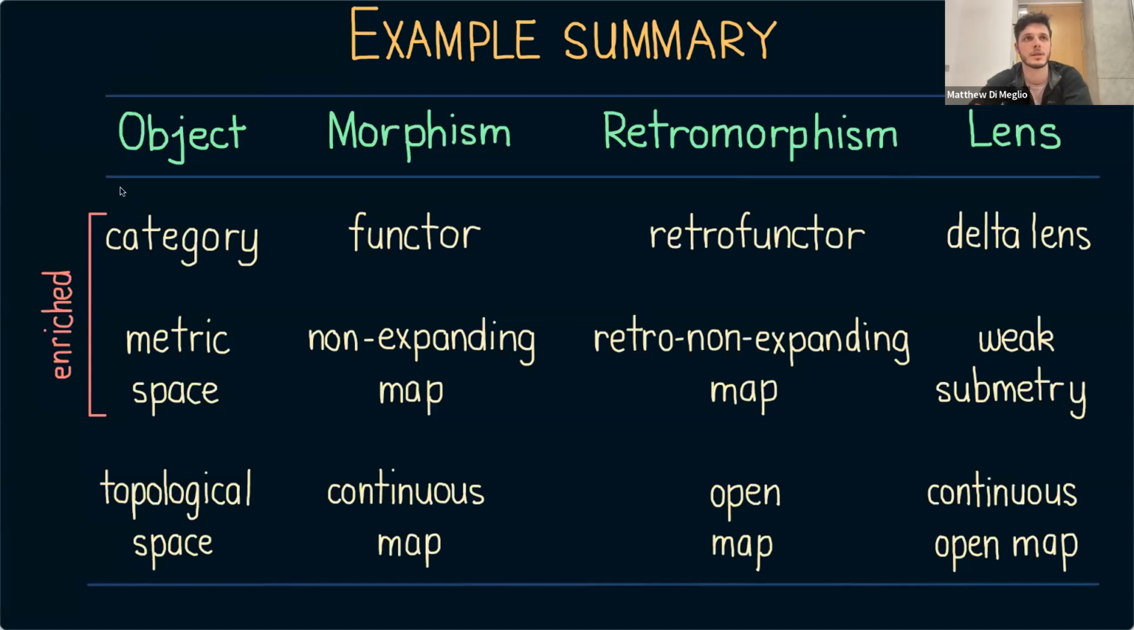And I've included this little note here, enriched, to just remind us that these first two examples are both examples of categories enriched in a monoidal category. And from this point onwards, when I go through the double categorical theory from which these ideas arise, I'm going to deal with the more general enriched category setting, for which these two are particular examples.